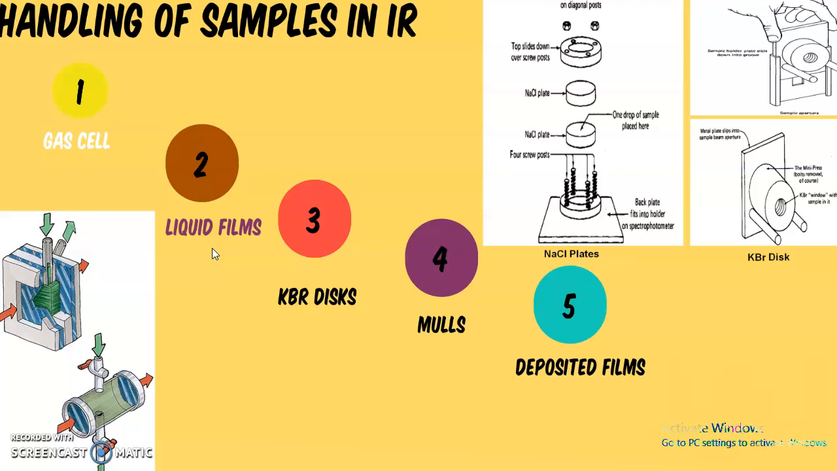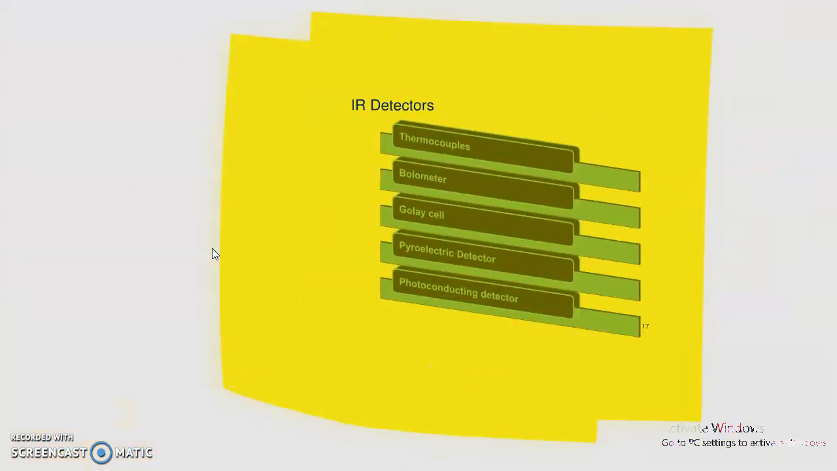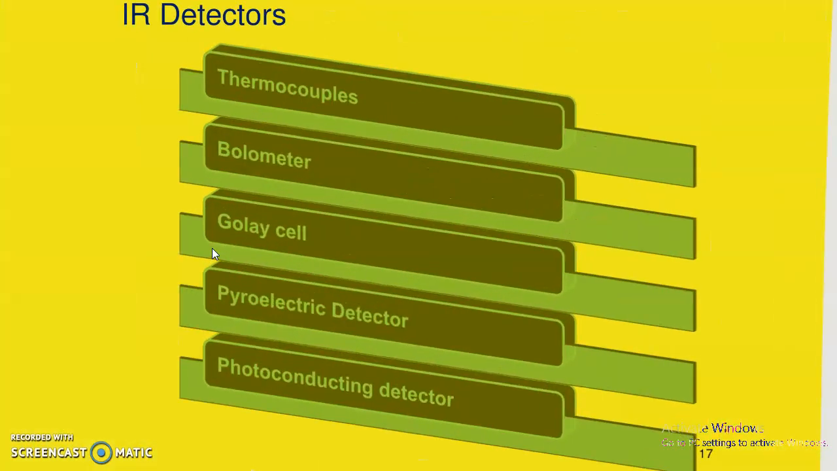I am not going into detail as we are doing a revision of the entire chapter. Once done, there are a few detectors which are specific to IR spectroscopy: thermocouples, bolometer, Golay cells, pyroelectric detector, and photoconductive detector. They help to detect the IRs.